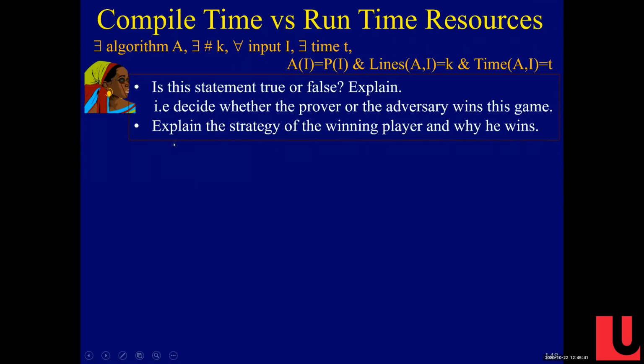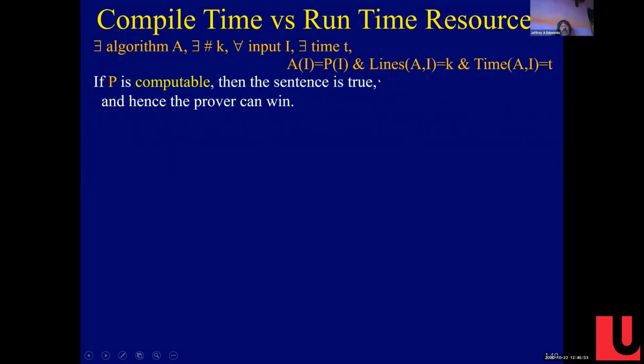All right, so we want to know whether it's true or false. If it's true, give me the strategy for the prover. If it's false, give me the strategy for the adversary. And what does it say about P? P is a free variable. So for some computational problems, this will be true, and for some, it will be false. What we're going to say is it's true for problems that are computable. So if it's computable, then this sentence is true, and so the prover can win.